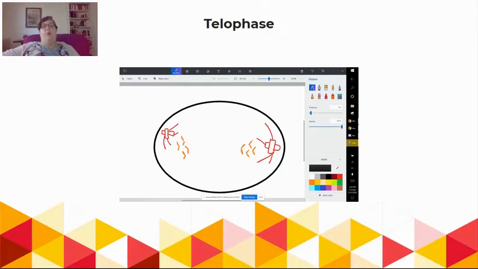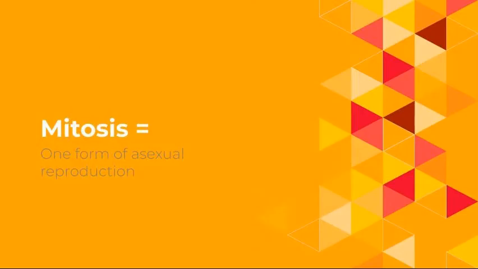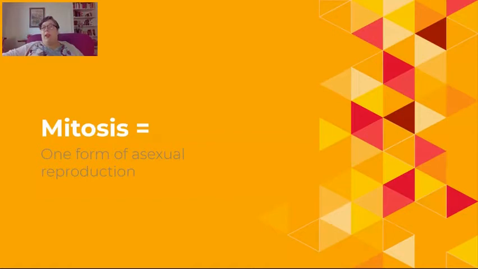After this, remember, the process of cytokinesis happens. So cytokinesis just means you started with one cell, it's going to pinch itself off so that now you have two separate cells, each with its own nucleus, with a full copy of the DNA. This is one way that cells can make more cells, which means that it's a form of reproduction. Specifically, we call mitosis asexual reproduction.